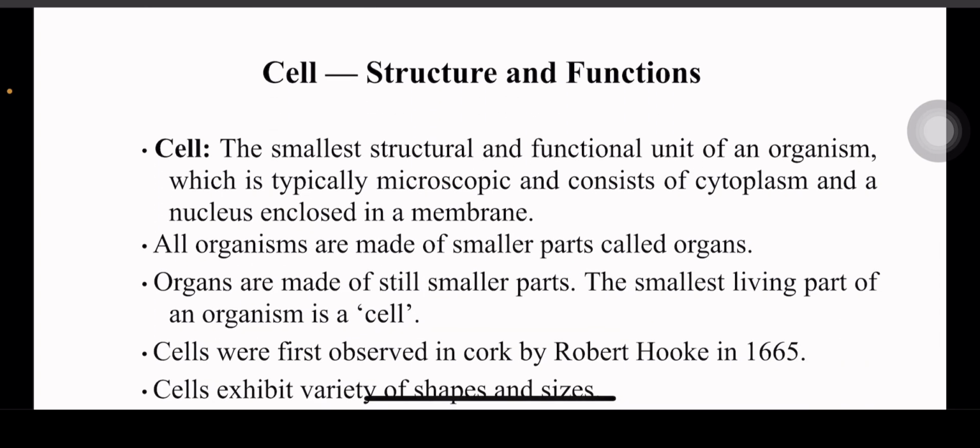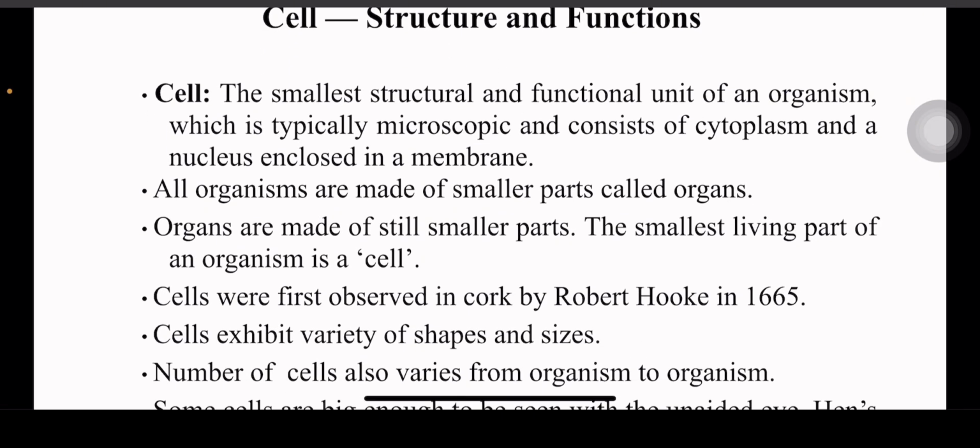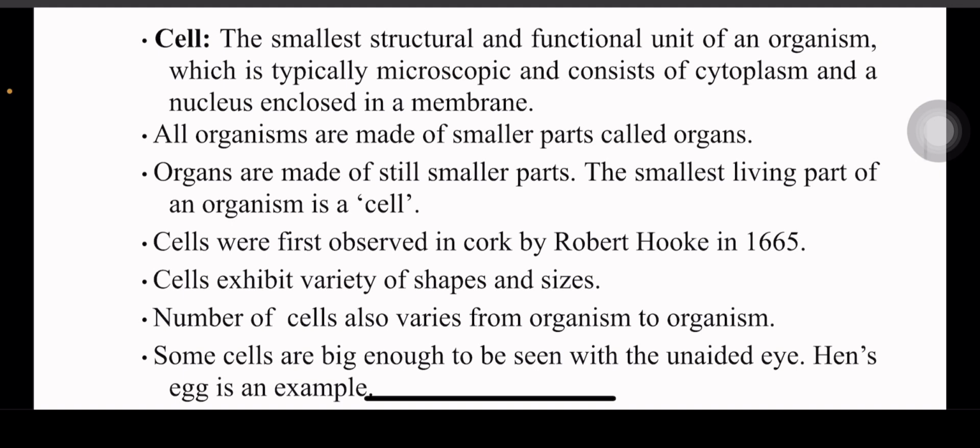Cell structure and functions. Cell, the smallest structural and functional unit of an organism, which is typically microscopic and consists of cytoplasm and a nucleus enclosed in a membrane. All organisms are made of smaller parts called organs. Organs are made of still smaller parts. The smallest living part of an organism is a cell. Cells were first observed in cork by Robert Hooke in 1665.